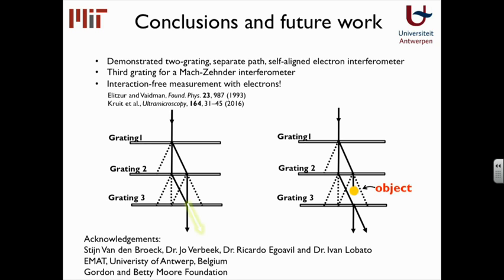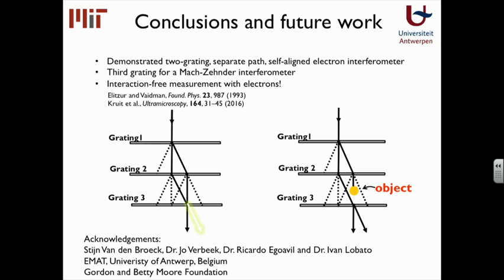We don't need to do anything special to align the gratings with one another. The next step we want to take is to place a third grating below the second grating to obtain a full Mach-Zehnder geometry. And the reason we want to do this is because we want to use our three grating structures to perform this really nice experiment which was proposed by Elitzur and Vaidman back in '93, which is called interaction-free imaging. The idea here is to place an object in one of the arms of a Mach-Zehnder interferometer.